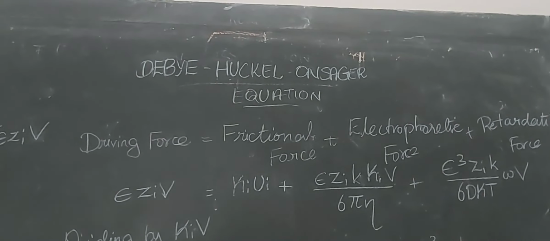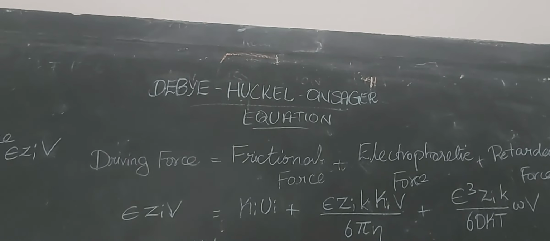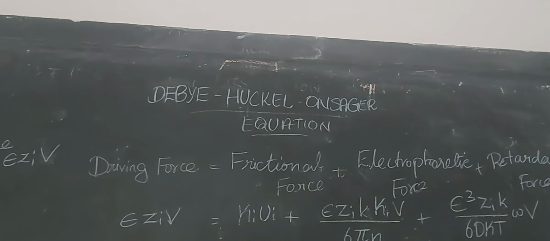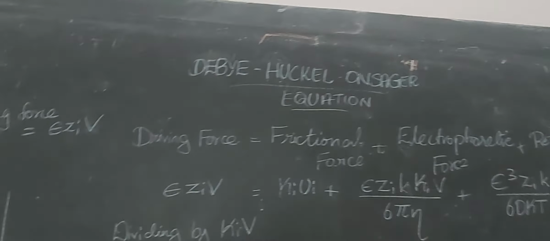Hi viewers, today we are going to see the Debye-Hückel-Onsager equation. According to the Debye-Hückel theory of strong electrolytes, each ion is surrounded by an ionic atmosphere of opposite charge.